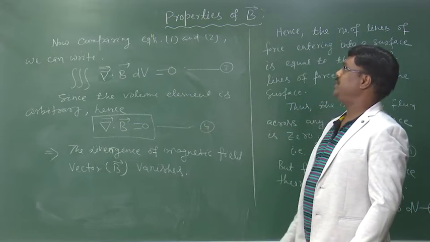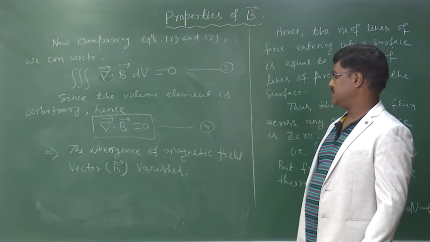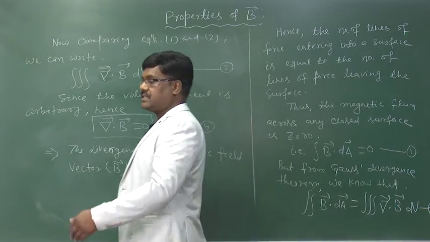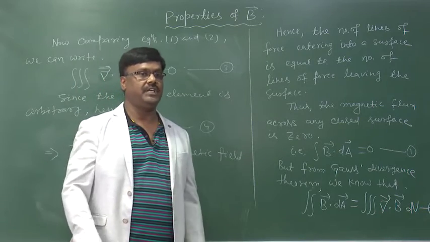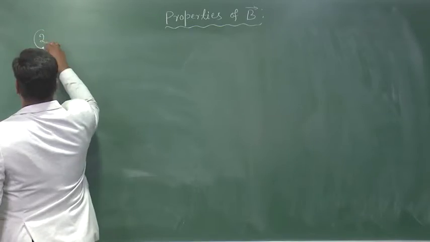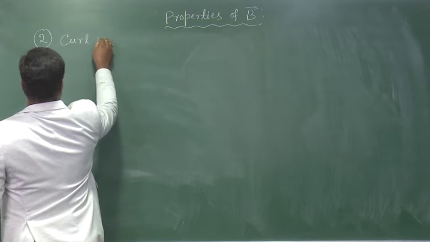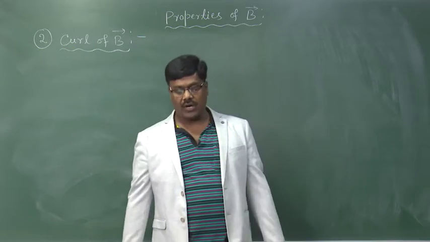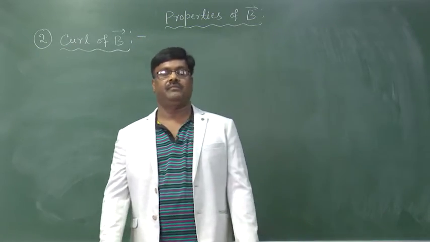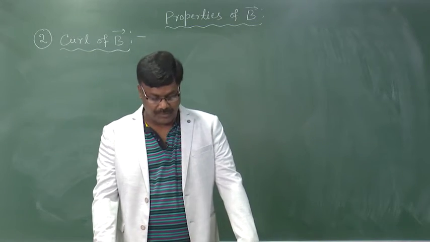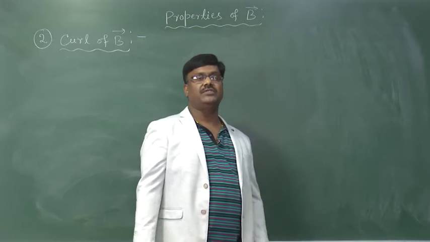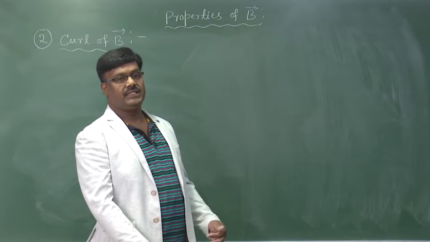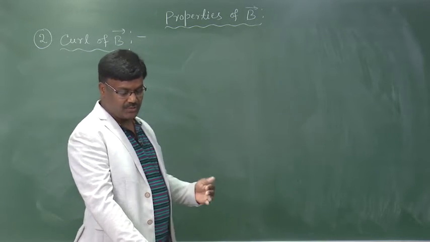This is one property of a B vector from which we came to know that the divergence of B vector vanishes. Let us discuss the second property of B vector. Curl of B vector. Let us find what is the curl of B vector. From Ampere's circuital law, we know that the line integral of magnetic field strength is equal to mu 0 times the total current.